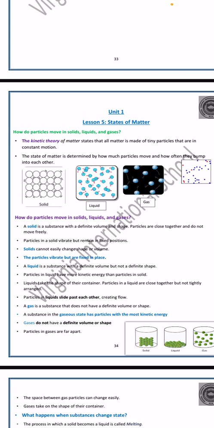So we will now take which one has a definite shape and definite volume. Logically, the solid, yes, it has a definite shape and also a definite volume. We can measure the volume of the solid. And the liquid does not have a definite shape, but it takes the shape of the container, but it has a fixed volume.